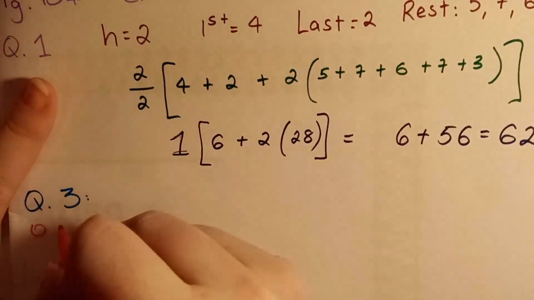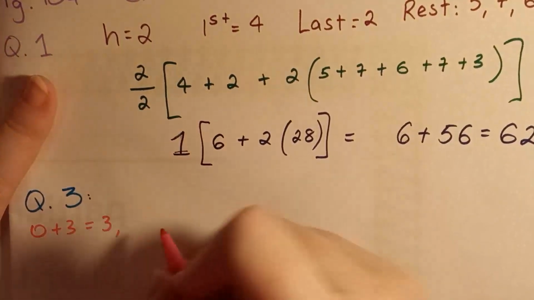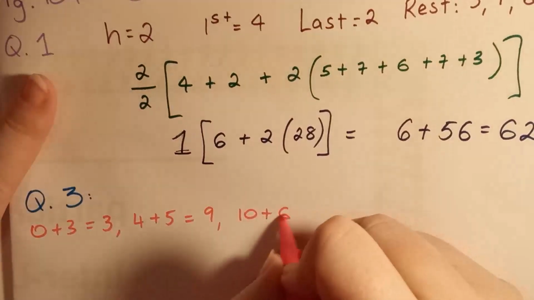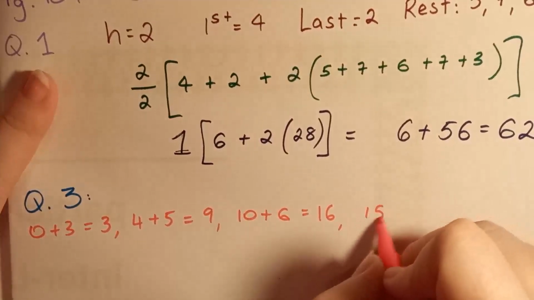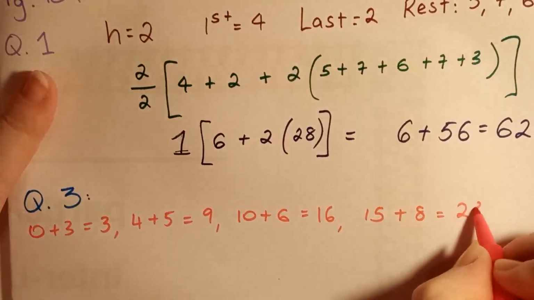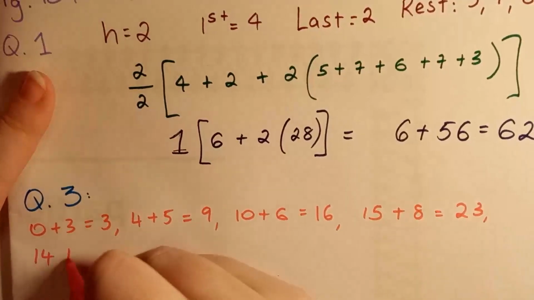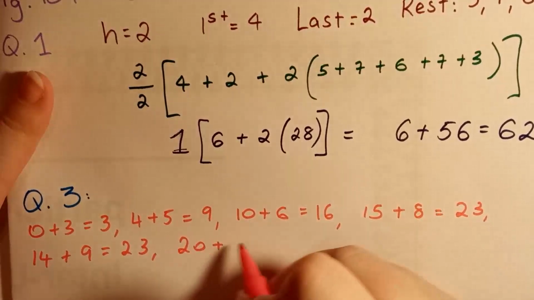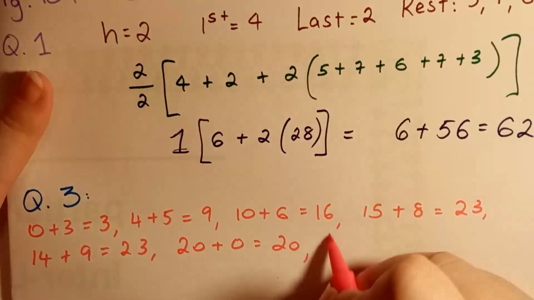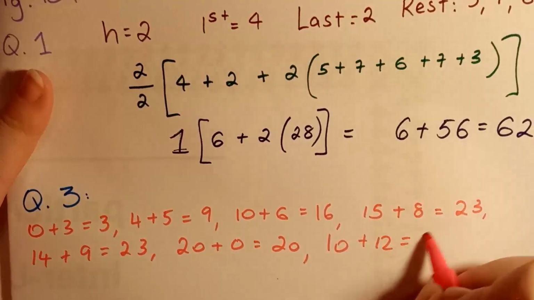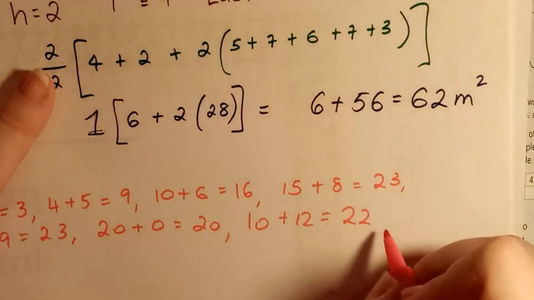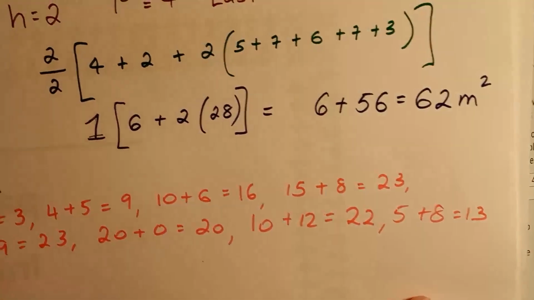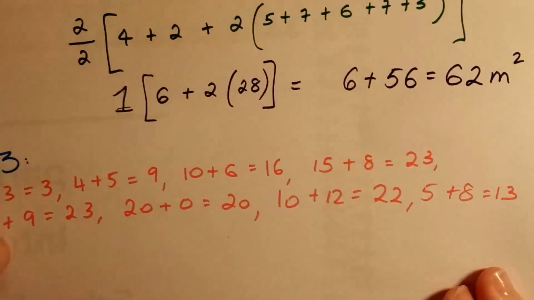0 plus 3 is 3, 4 plus 5 is 9, 10 plus 6 equals 16, 15 plus 8 equals 23, 14 plus 9 equals 23, 20 plus 0 equals 20, 10 plus 12 equals 22, and finally, 5 plus 8 equals 13. Hopefully those two zeros were clear enough to know where they came from.